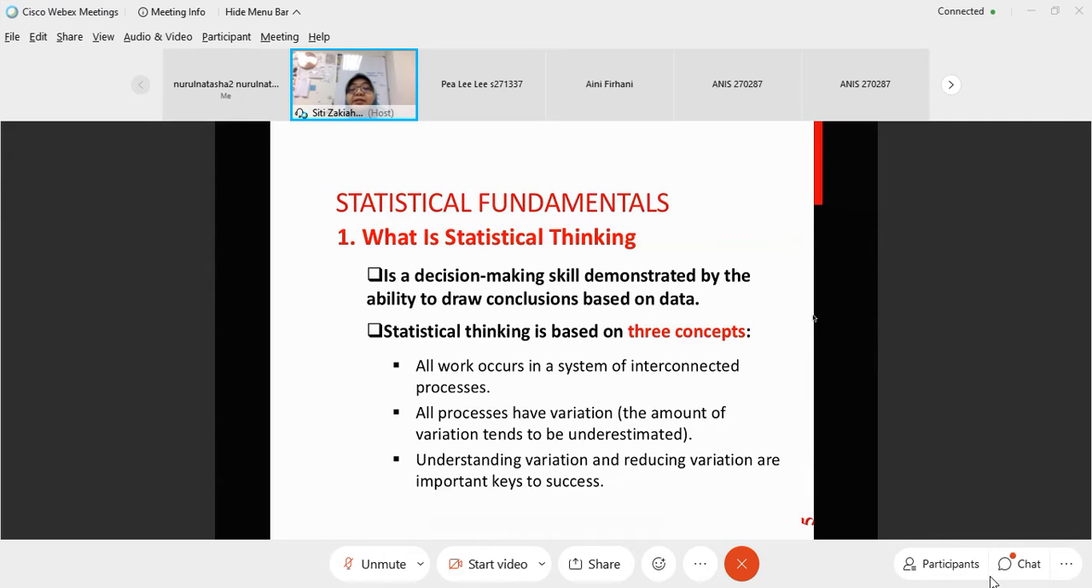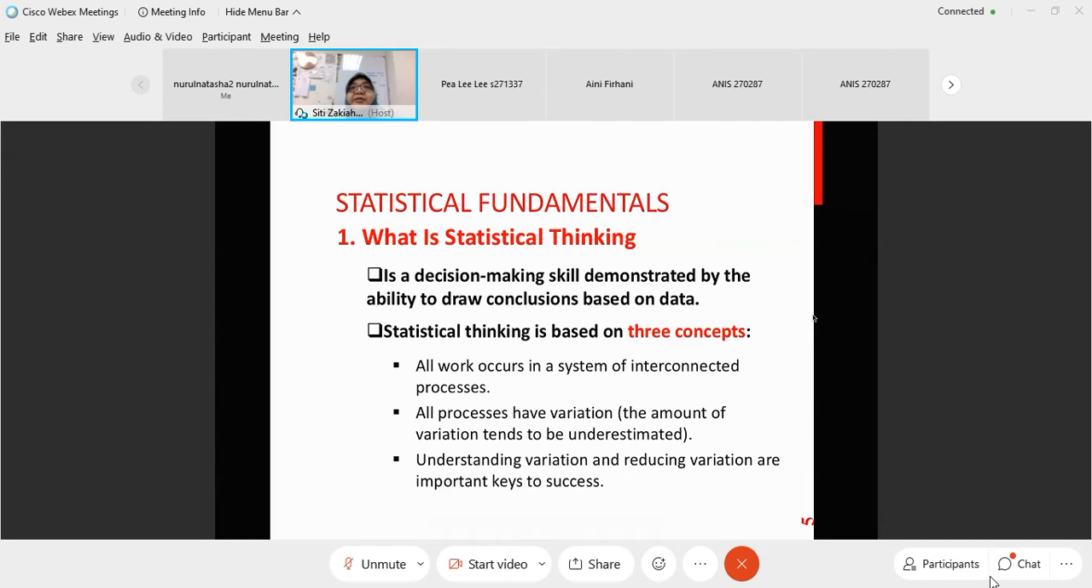So statistical thinking is based on three concepts, right? They say that all work occurs in a system of interconnected processes. The processes are all interconnected, and the processes have variation, variasi. Also, the amount of variation tends to be underestimated. Although setiap proses ada variasi, tapi selalunya kita underestimate.